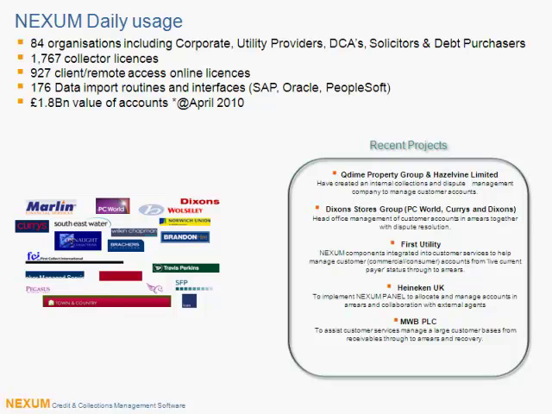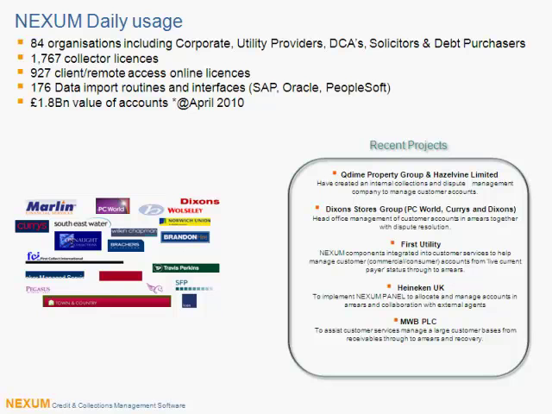Each day, NEXUM is used by more than 84 organisations. As said previously, these cover corporate, utility, debt collection agencies, solicitors and debt recovery and debt purchasers. We have approximately 1,767 licences used on a daily basis. There are approximately 927 client remote access online licences, and across our client base we have 176 data import routines.